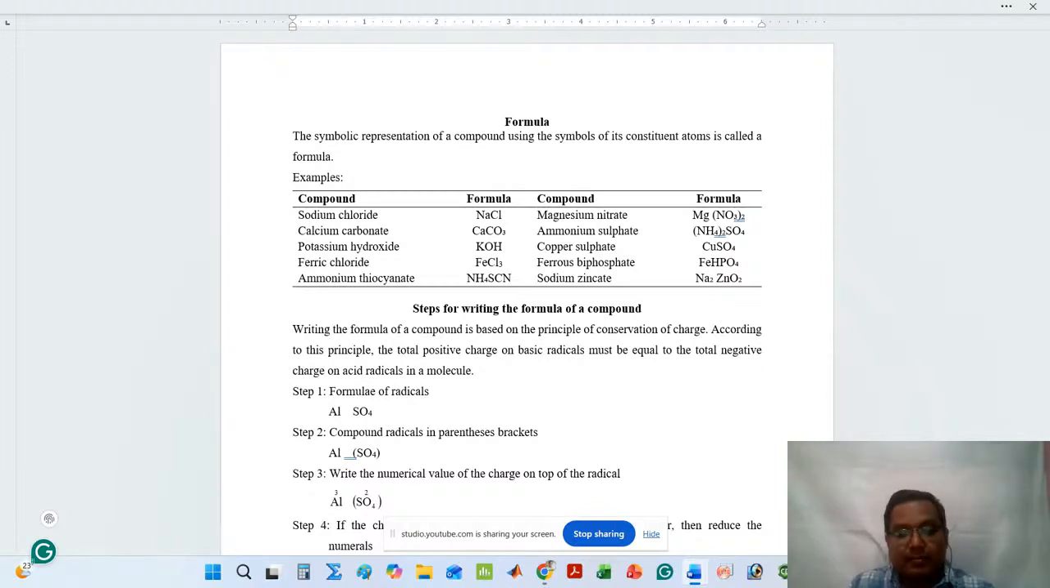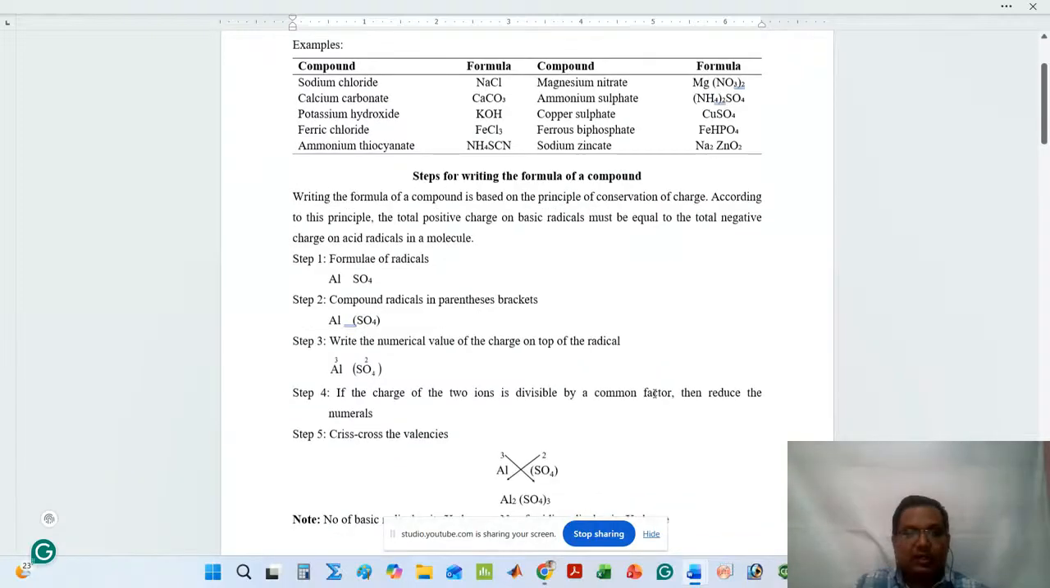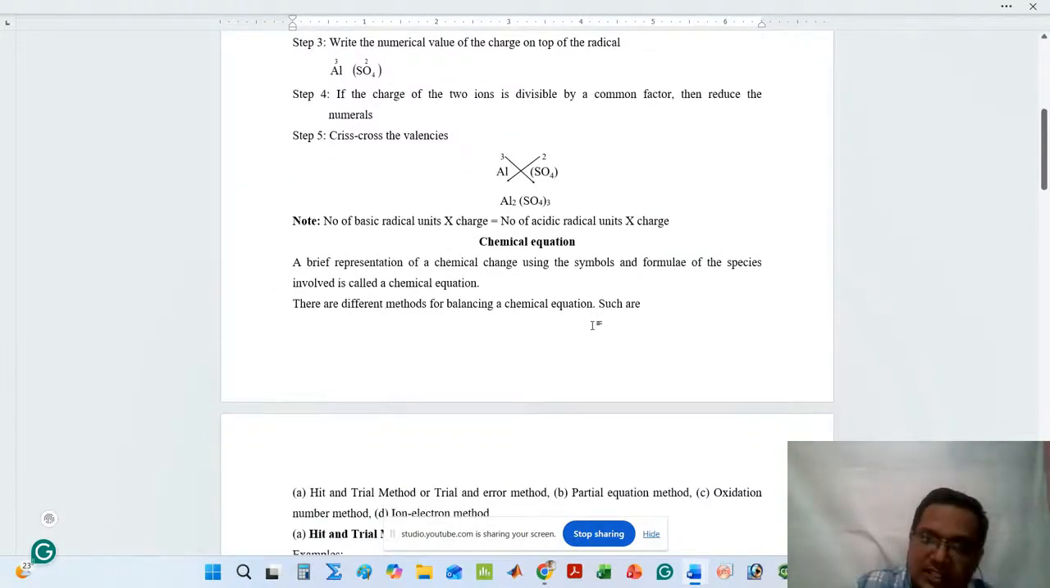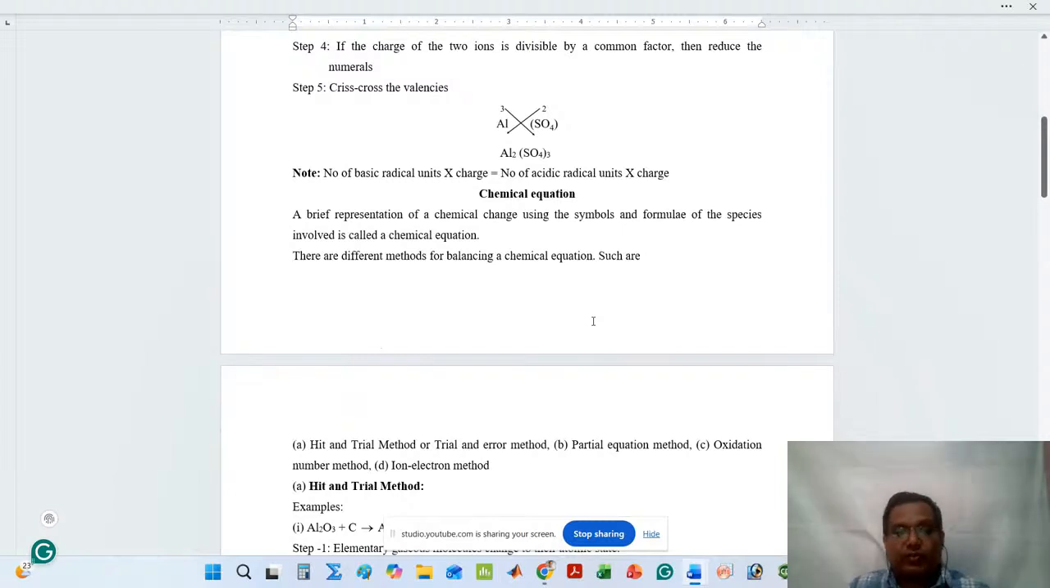Let us briefly revise the previous class. In the previous class, I discussed what a formula is and what the steps are for writing the formula of a compound. Next, I discussed the chemical equation. What are the different methods for balancing a chemical equation?